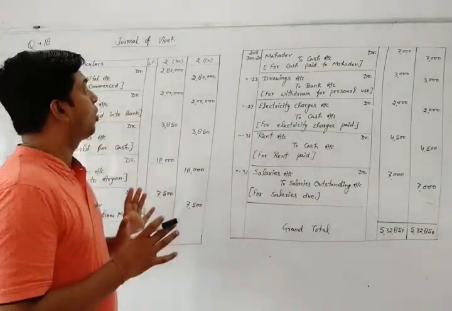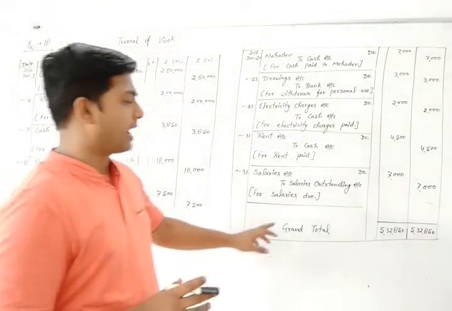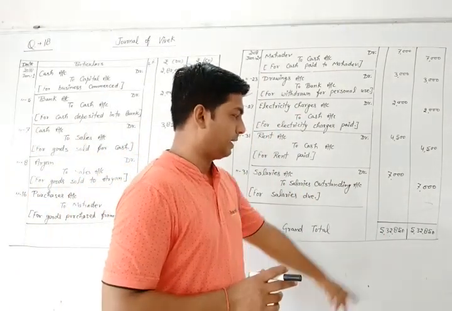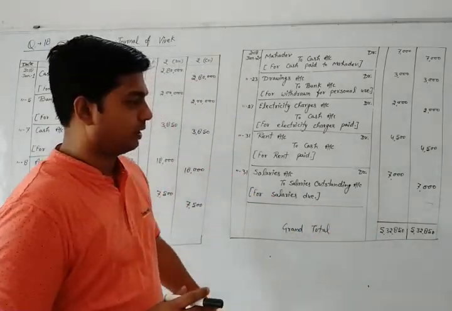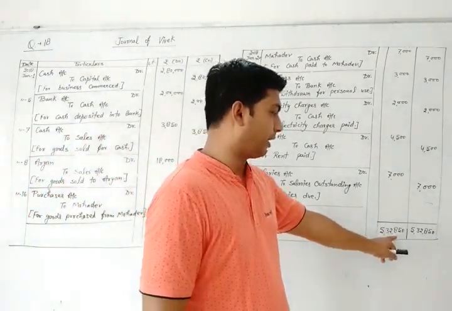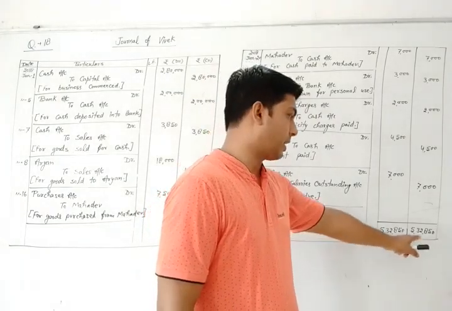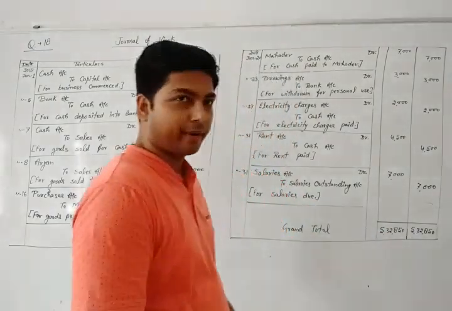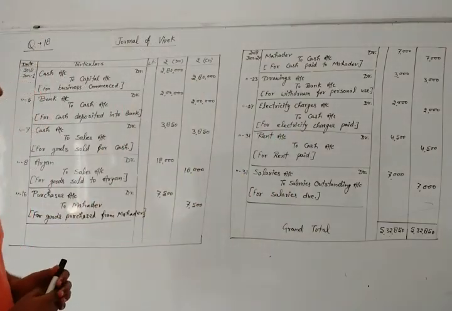Finally, when the whole question is done, then the grand total should be presented. Grand total of this question is 5,32,850 debit, and the same amount will be presented on the credit side. So that is all about the question.